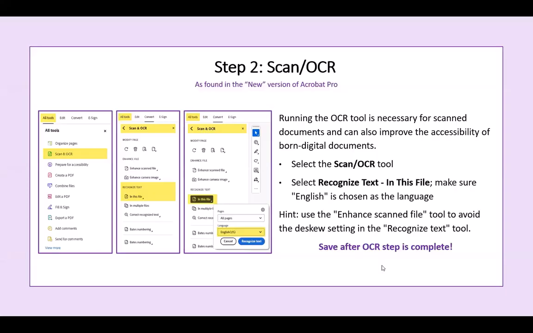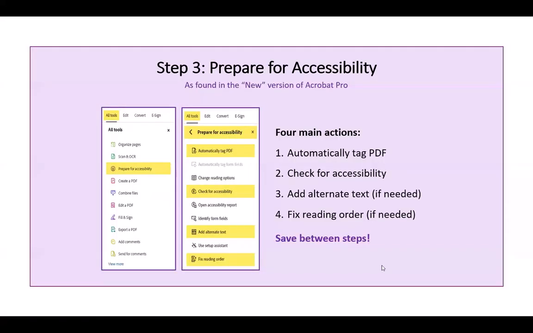Next, you'll run the scan OCR tool. So this tells the machine reader the characters aren't just images, that they are letters and words, and it's essential, especially if you're taking a paper document and scanning. If you're working from an electronic source document, I still recommend it. So to do that, open the Scan OCR tool and then select Recognize Text, select in this file, and I do recommend saving after this step.